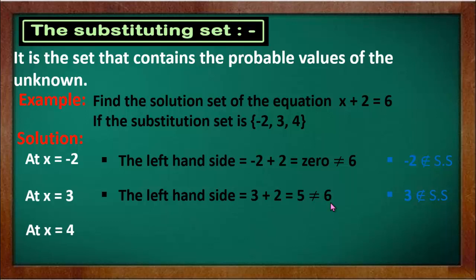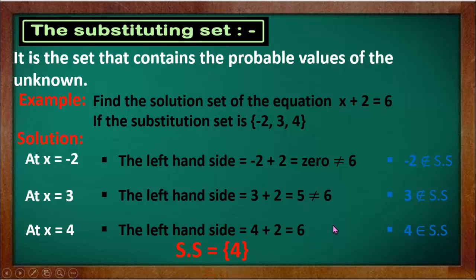What about 4? When x is equal to 4, the left-hand side is equal to 4 plus 2, which is equal to 6. Yes, now I've got the correct answer. So I know that 4 belongs to my solution set. Don't forget that he asked me to find the solution set. How can I find the solution set? Just take the number which satisfies your equation, the number which gave you the correct answer, and write it inside the set.